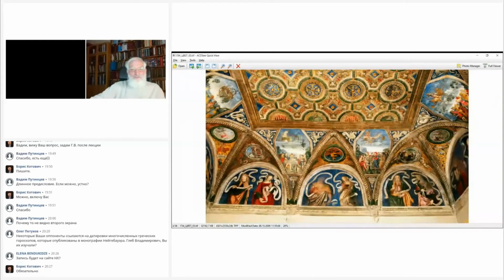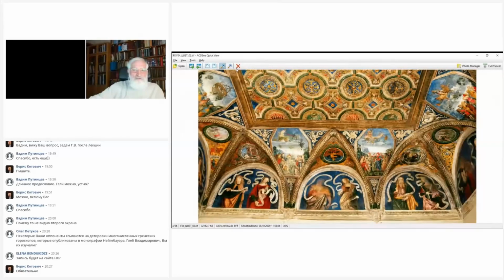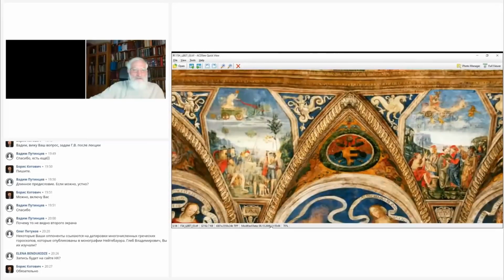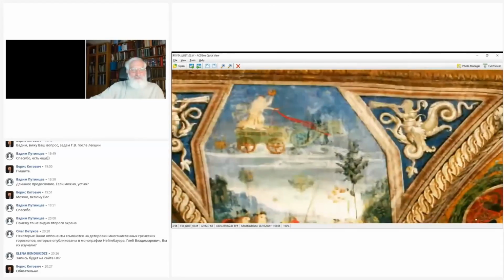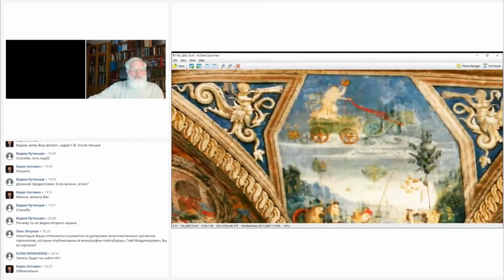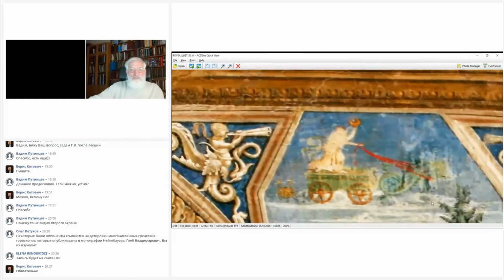Here are the planets. Each planet is a wayfarer. This is a carriage. The planet is moving along. Here's the moon holding a crescent. It's clear which planet it is. The constellation is also clear, depicted nearby with a golden symbol. If I remember correctly, it's Cancer. Let's take a look. The moon holds a crescent, and here is Cancer.